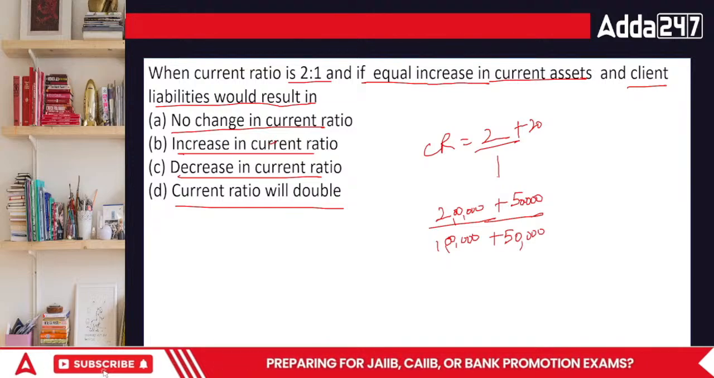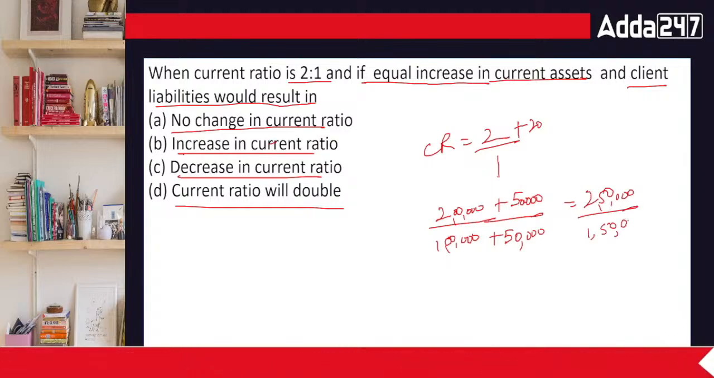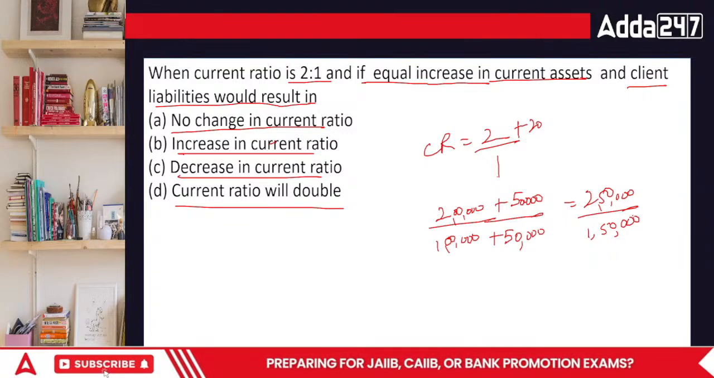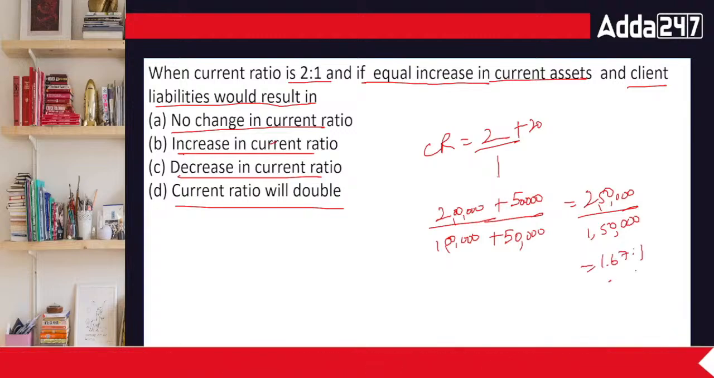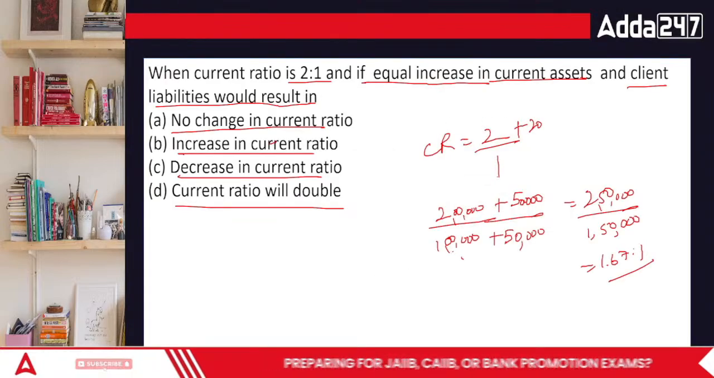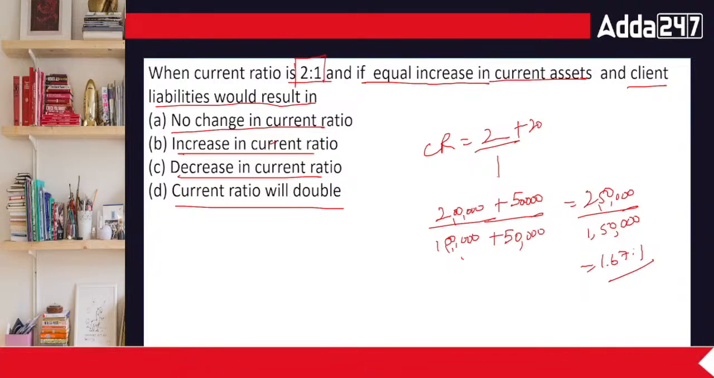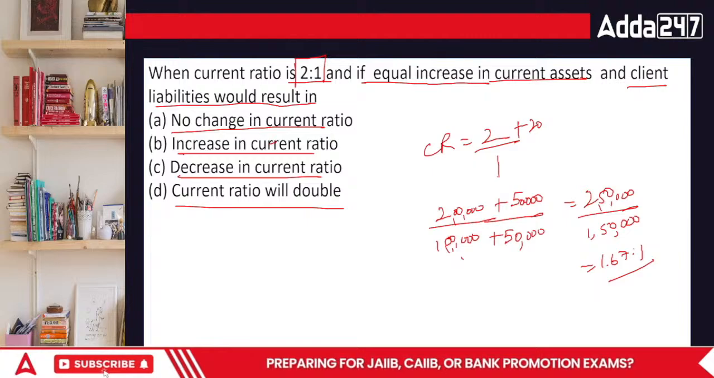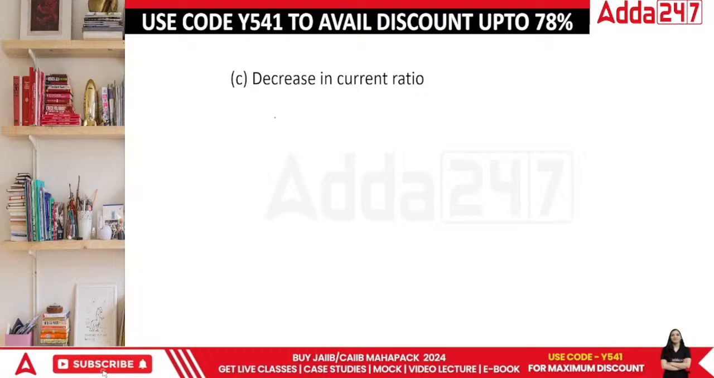So what is it that we are doing? 2,50,000 is the total amount, and we divide it by 1,50,000, everyone. In this case, what's happening? It's 2,50,000 divided by 1,50,000, giving us 1.67:1. Earlier we were at 2:1, so there's a decrease. This goes lesser, right? Then everyone, the answer is decrease in the current ratio.